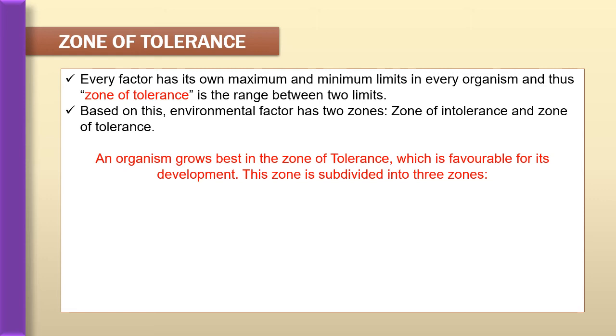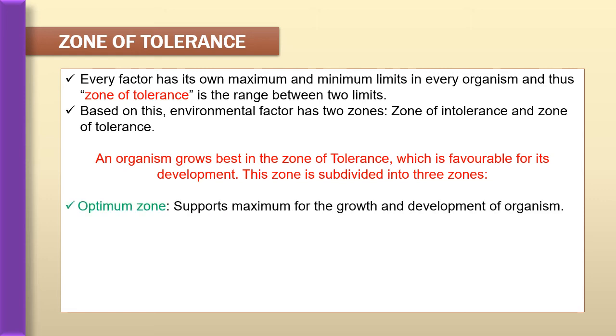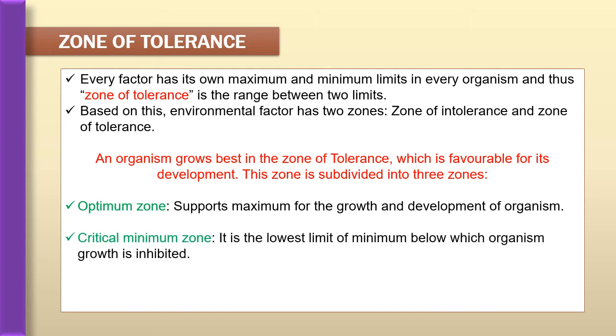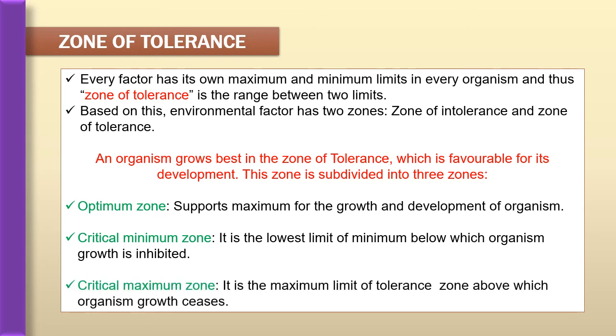This zone is subdivided into three zones. First one is called the optimum zone, which supports maximum growth and development of the organism. Here, the maximum number of species can be found. Next one, critical minimum zone. This is the lowest limit of minimum below which organism growth is inhibited. Third one is critical maximum zone. It is the maximum limit of the tolerance zone above which organism growth ceases.